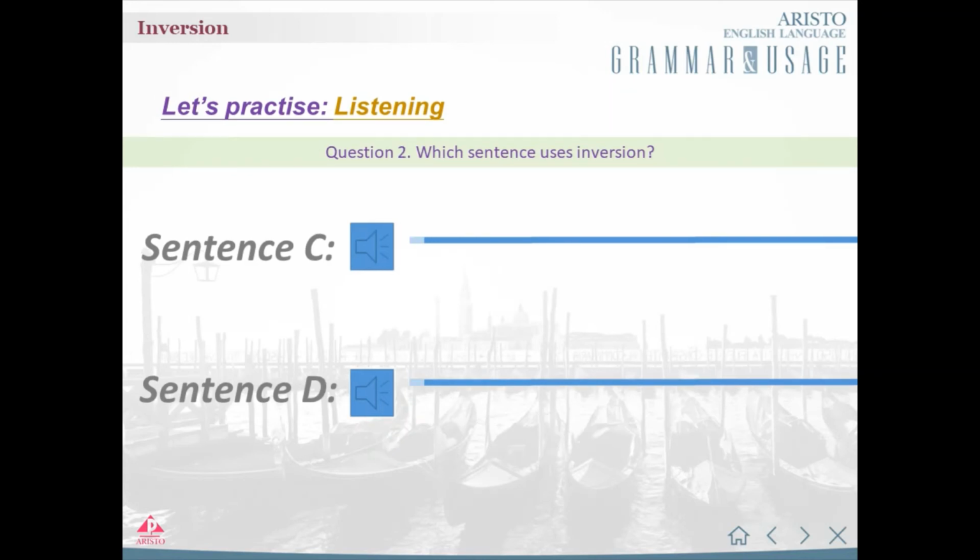Question 2. Listen to sentences C and D and decide which one uses inversion. C. There goes the train. D. That train is on the tracks. The answer is C. There goes the train.